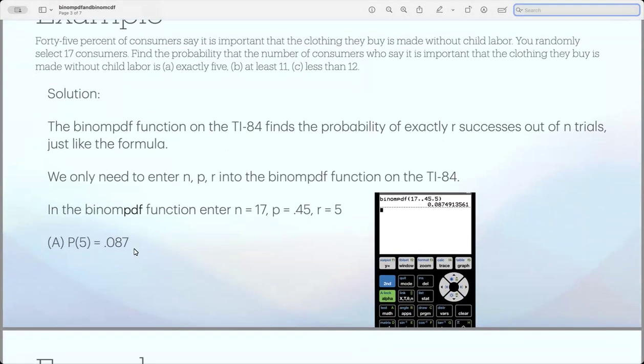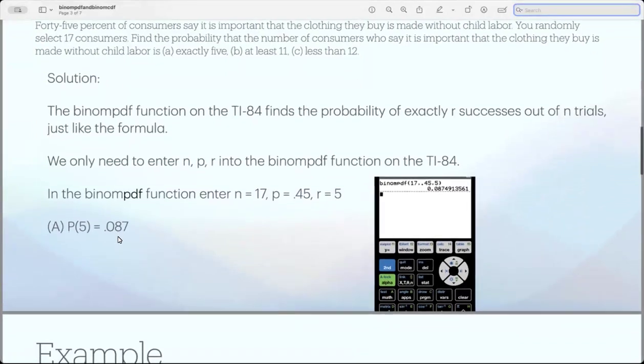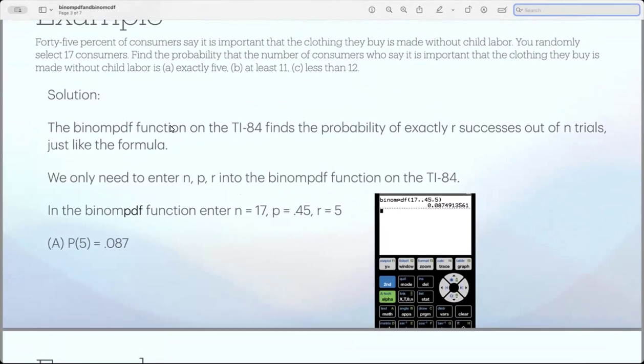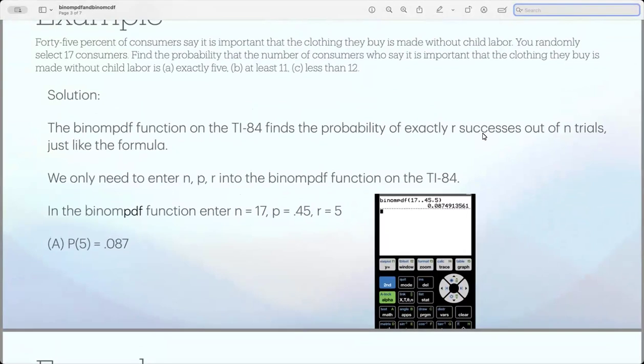So for part A, we can use the BinomialPDF function, since it finds the probability of exactly r successes out of n trials, just like the formula. We only need to enter in n, p, and r into the BinomialPDF function on the TI-84. Let me show you on my calculator how to do that.